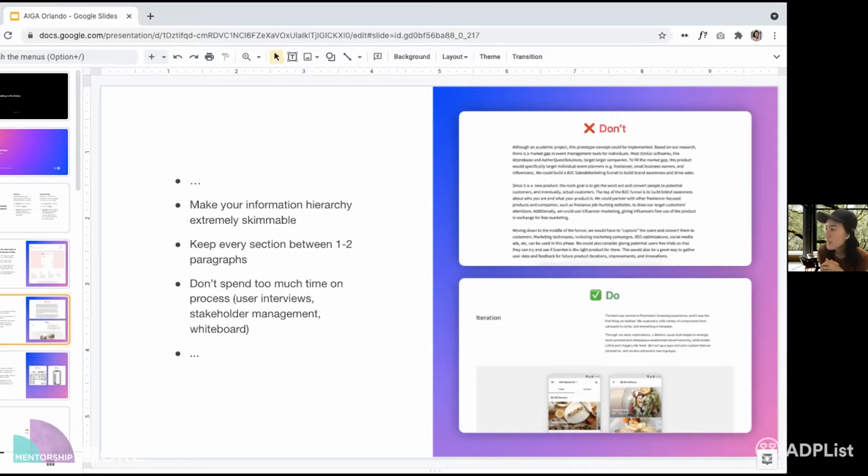And then next, don't dwell too long on process. This is a huge hiccup that a lot of junior designers make, and they basically focus too long on how they recruited participants for their user interviews, how they ran stakeholder meetings, showing sketches on a whiteboard, and all of that just doesn't provide signal. All of those are obviously important parts of the process, but they're considered to be table stakes for you to be called a designer. They're not proof that you're an exceptional one.